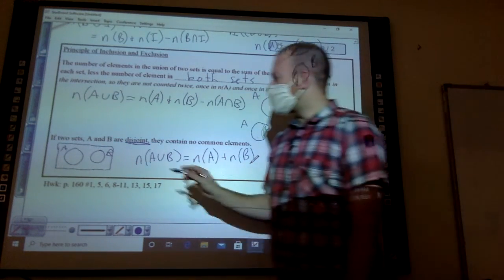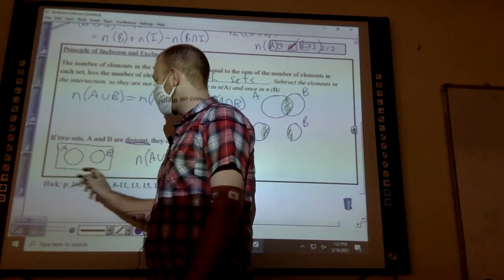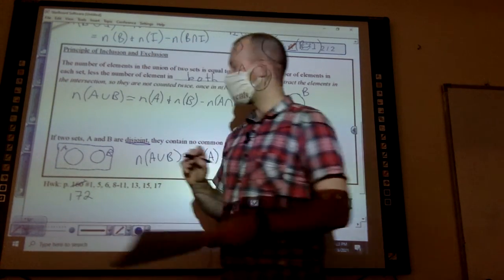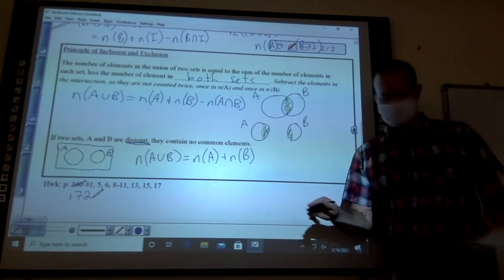So that's this set of notes. There's one thing I need to correct in here. This is the wrong page. It's not 160, it should be 172, so that you're not doing the wrong numbers for this.